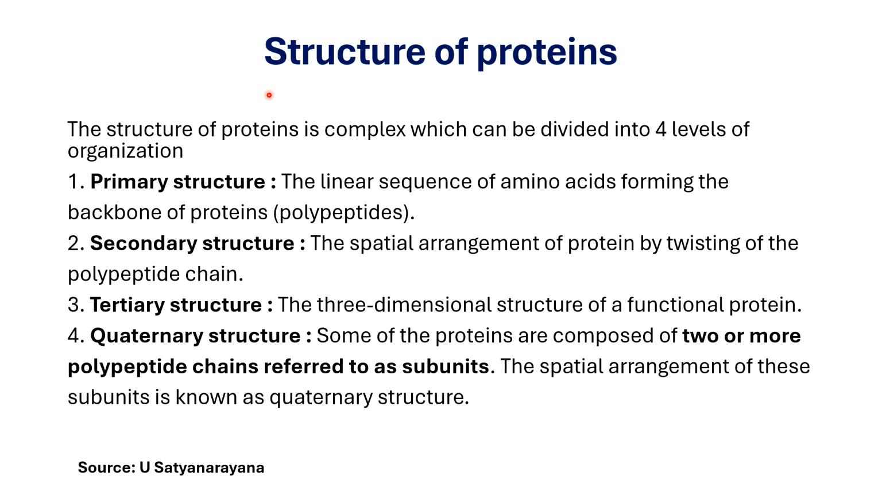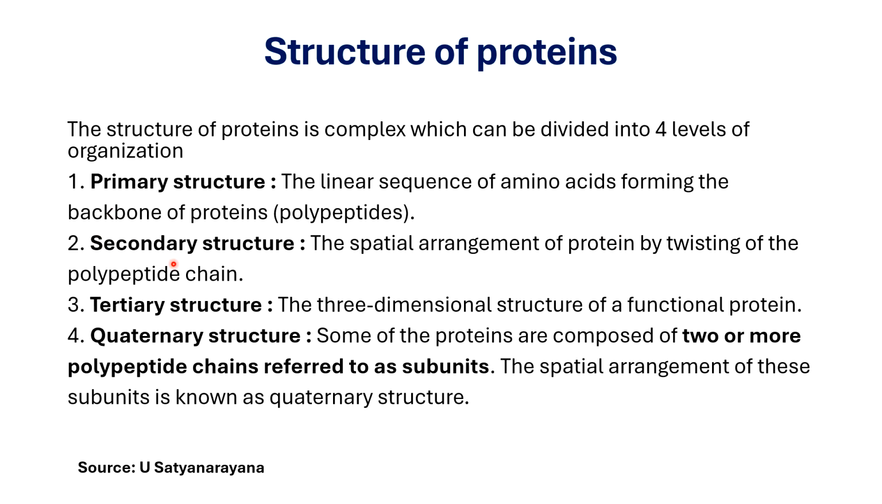Let's now look into the structure of proteins. Proteins are made up of amino acids, but they can exhibit 4 different levels of organization. The first level is primary structure. Primary structure is nothing but the linear sequence of amino acids. In this stage, protein just attains the specificity, but primary structure is not enough for the functionality of a protein.